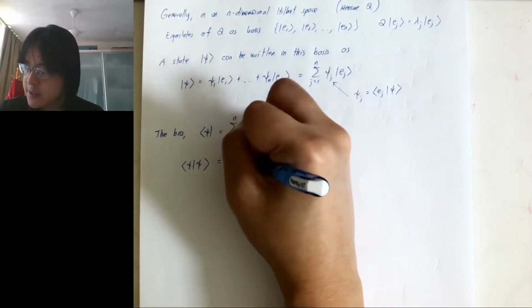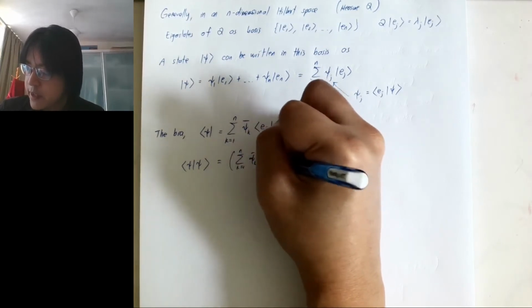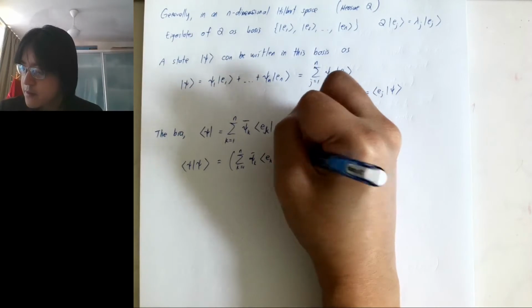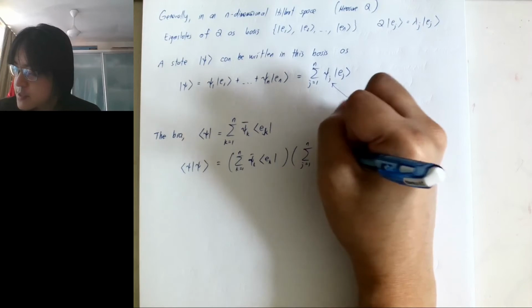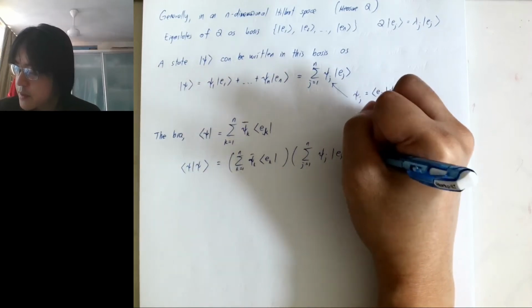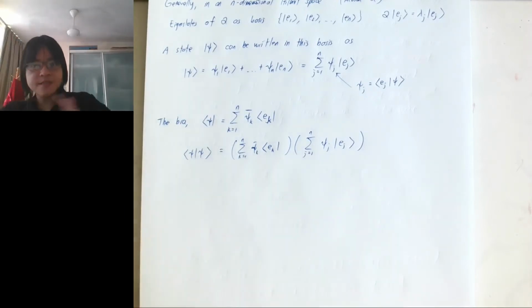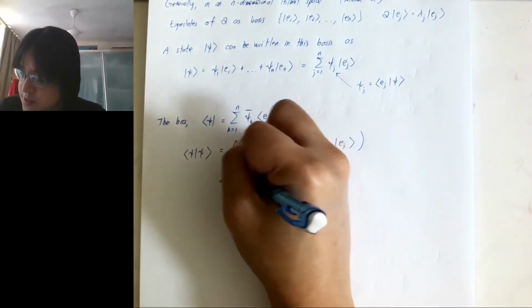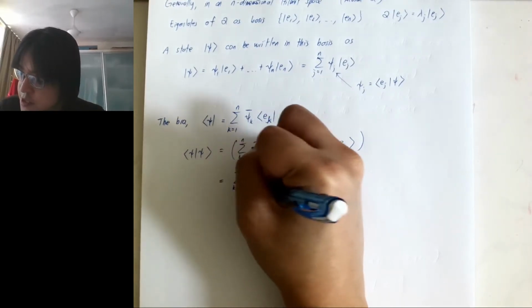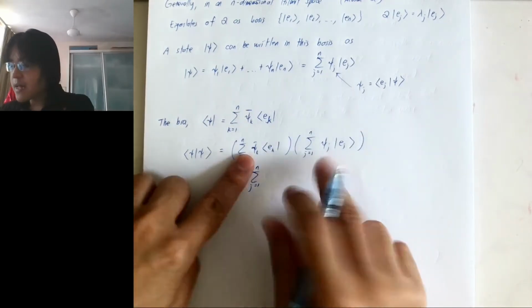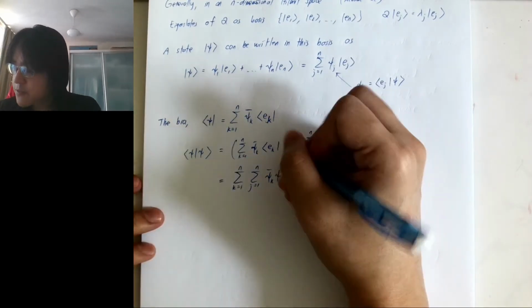What I have here is the summation over k from 1 to n of psi k bar times the bra Ek, and on this one, j from 1 to n, psi j times the ket Ej. How do you multiply these two? This is a double summation, but it's basically just expanding the bracket. So it's not that difficult. It's the summation over k from 1 to n and the summation over j from 1 to n. The numbers come together, and then this thing multiplies together.